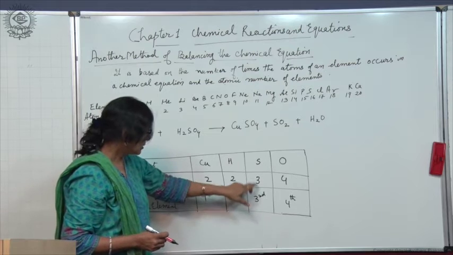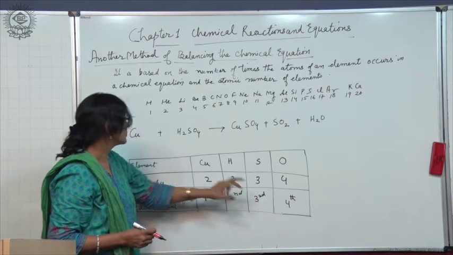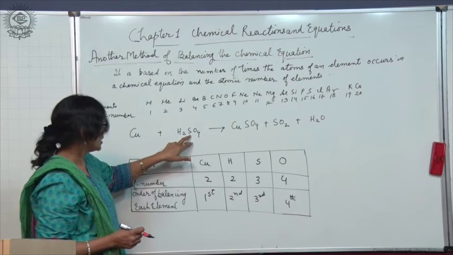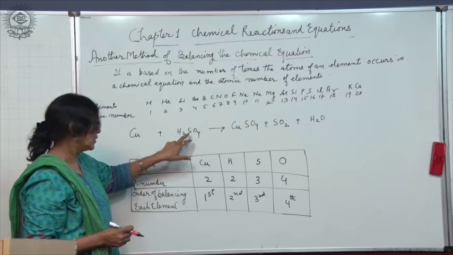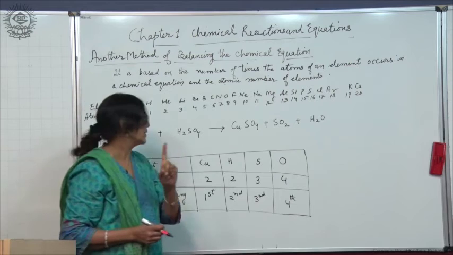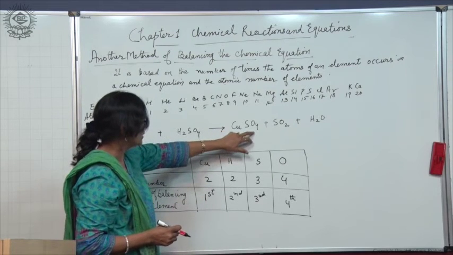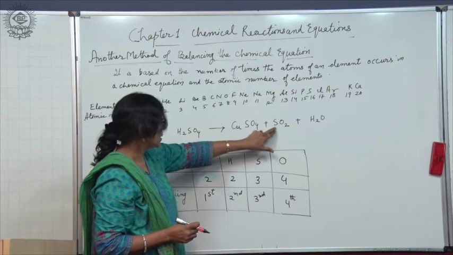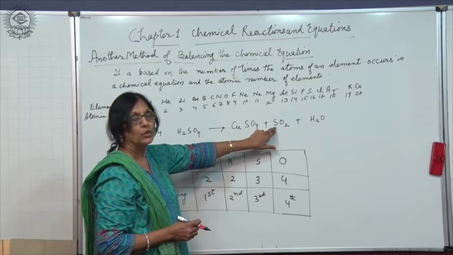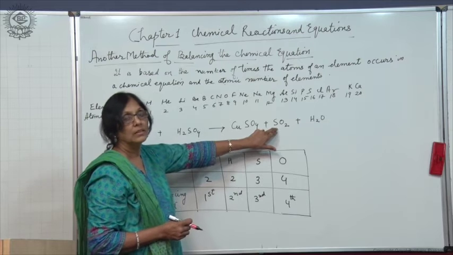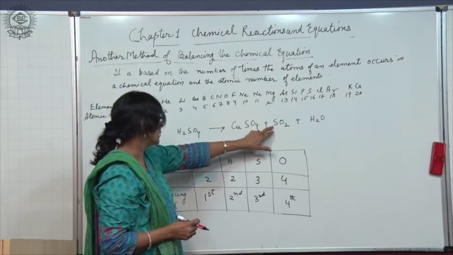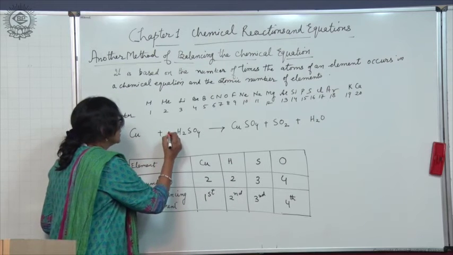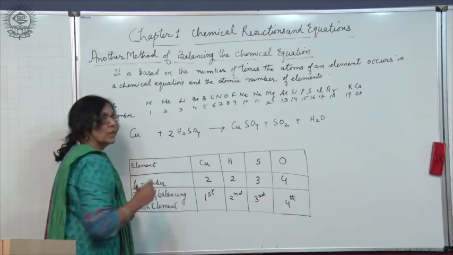Now, we start with the sulfur. Third element to be balanced is sulfur. On the left hand side there is only one sulfur atom, and how many on the right hand side? 1. Now, we have to count 1 plus 1, that is 2. 2 sulfur atoms are there on the right hand side. So, to balance these sulfur atoms, what can we do? We can write 2 in front of the formula.